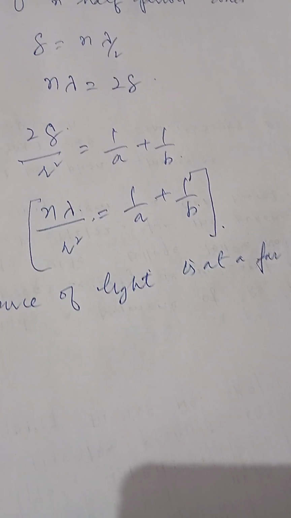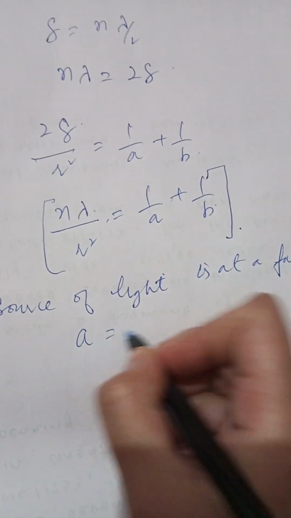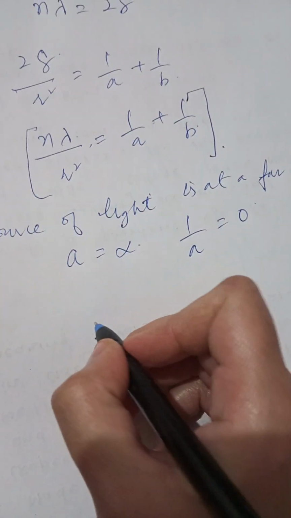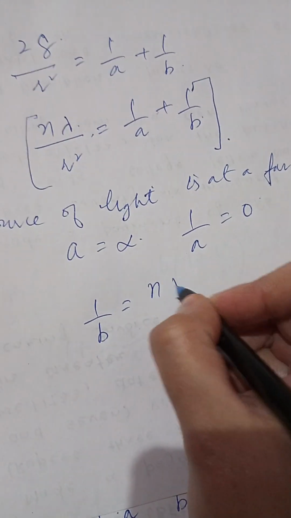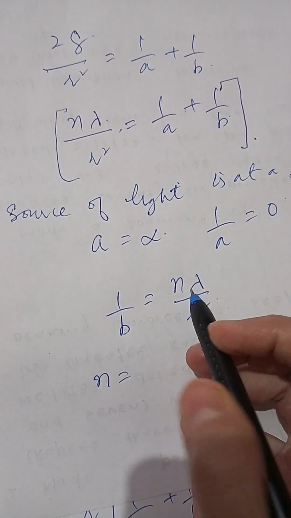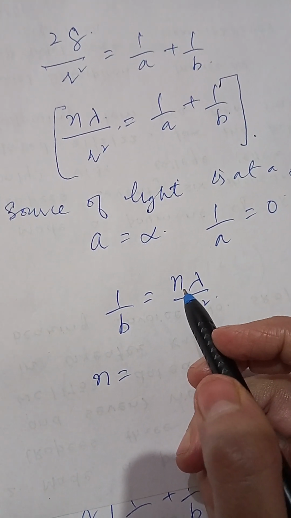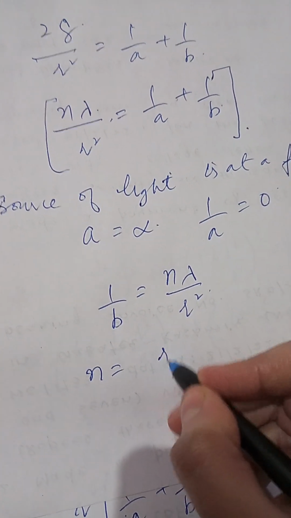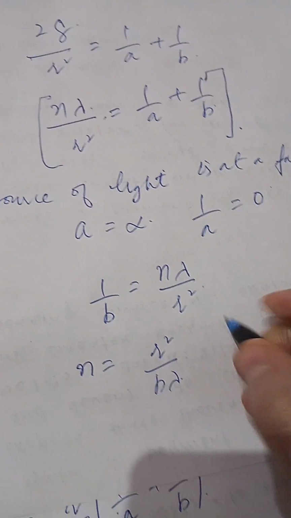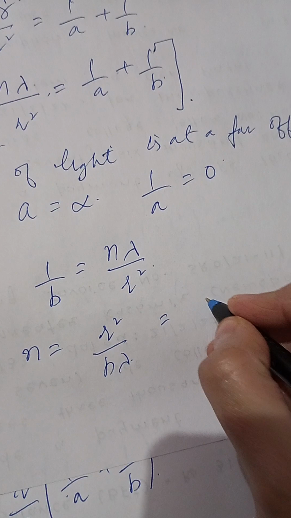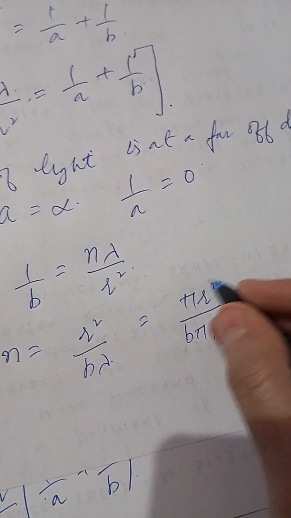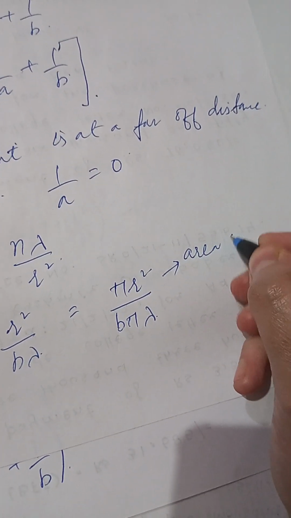So once A is infinity, what happens? Once A is infinite, 1 by A is 0. So this equation reduces to 1 by B is equal to n lambda by r square. Because we are also interested in n, the number of half period zones that are inside the circular aperture, n is equal to how much? r square by b lambda. You can further multiply and divide it by pi. So it is pi r square by b pi lambda. What is pi r square? It is the area of the circular aperture.